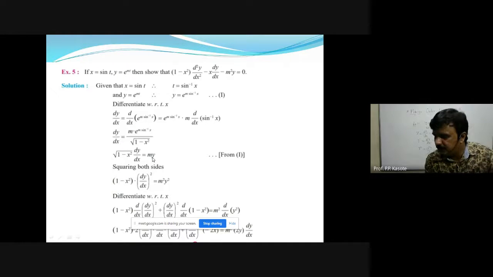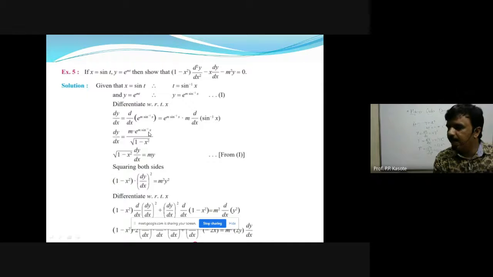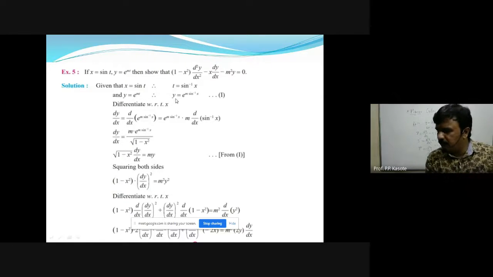Now the question arises, where did this y come from? Here, for this e raised to m sine inverse of x, we have replaced this term by y. Can we write it like this? Yes, because in the first equation we have got y is equal to e raised to m sine inverse of x. So let us replace this term by y.